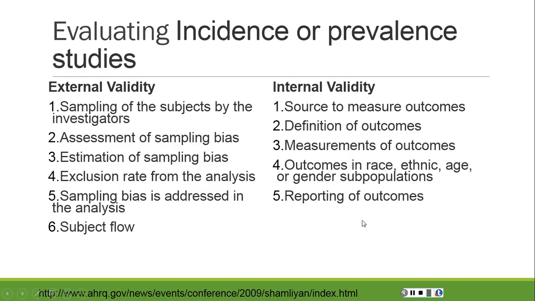In terms of internal validity, you want to see that there's a source to measure the outcomes, and what was that source? How were outcomes defined? How were outcomes measured? And what were the outcomes in different racial, ethnic, age groups, or gender subpopulations in the study, and how outcomes were reported?